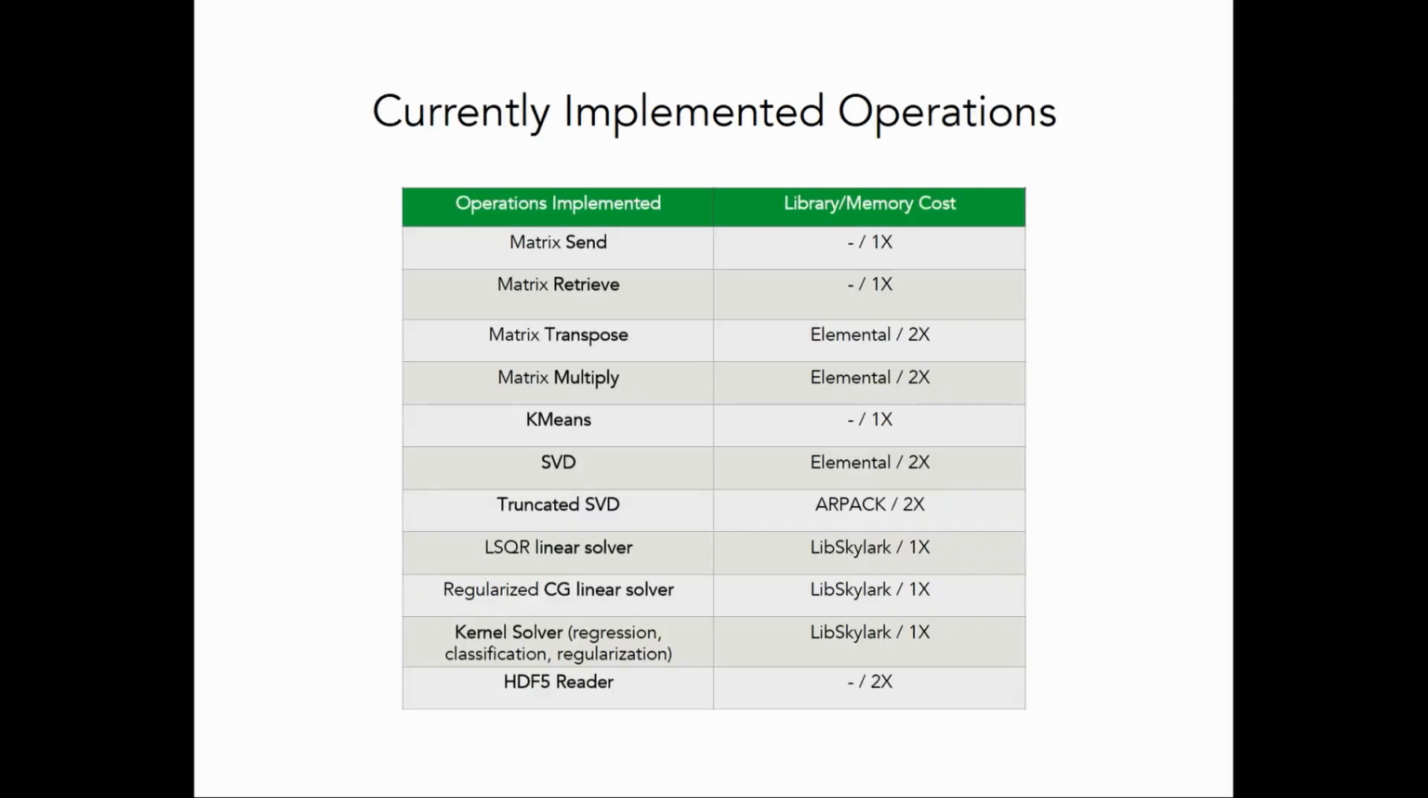And so we currently have a bunch of operations implemented: send, retrieve, transpose, matrix multiply, and then a bunch of more matrix bread and butter, k-means, low-rank approximation, sort of machine learning, we'll call them primitives, linear algebraic primitives for machine learning. libskylark is a randomized linear algebra code from IBM. We'll interface with that also.